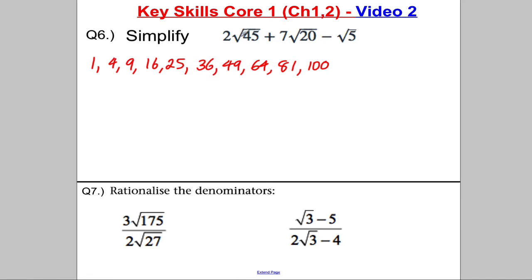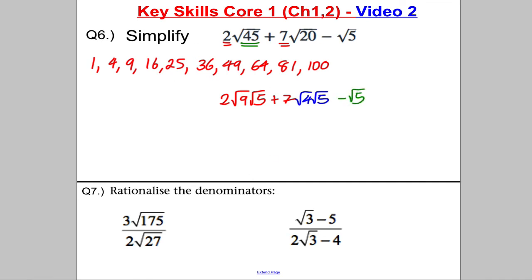Right, what we're going to do is try and break 45 up. Is there any square number that we can see divides into 45? Well, 9 does. So how we're going to write this, we're going to keep that 2 there, and we're going to write root 45 as root 9, root 5. Plus, we're going to keep that 7 there. And can we think of a square number that goes into this? Well, 4, because 4 times 5 is 20. So we're going to write this as root 4, root 5. And lastly, 5 is a prime number, so we can just write that as subtract root 5.